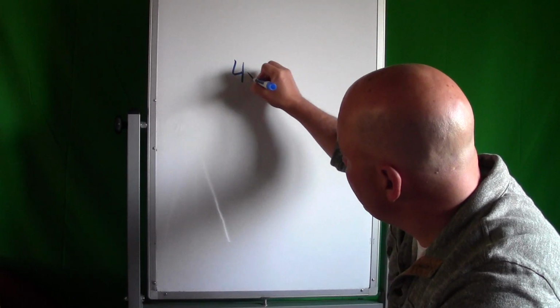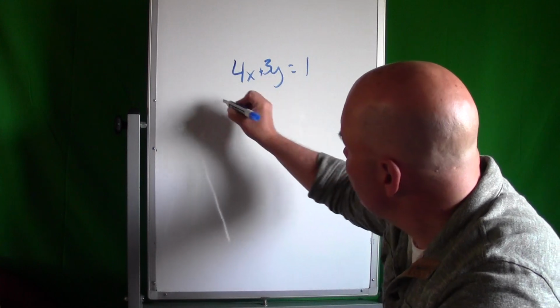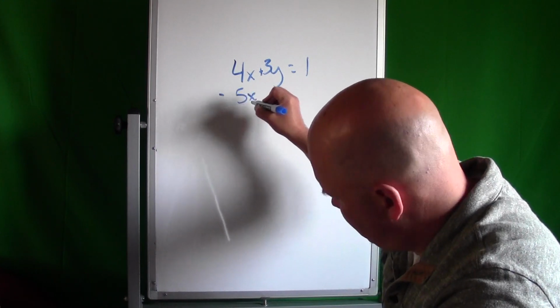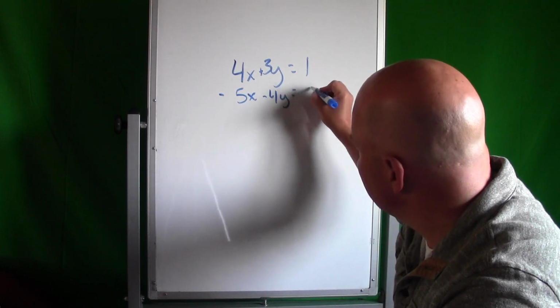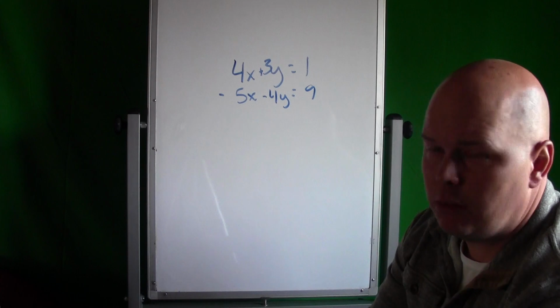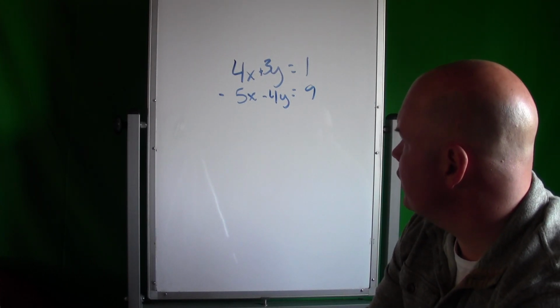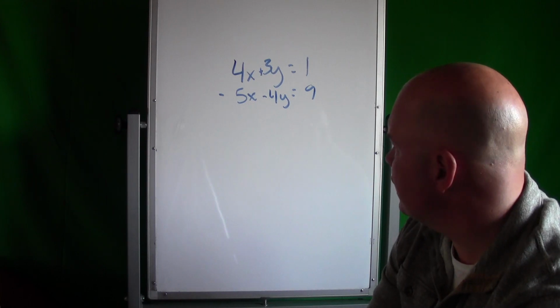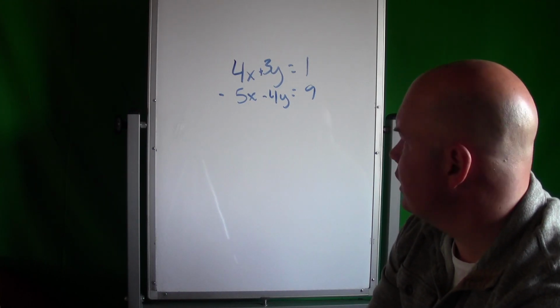So I have 4x plus 3y equals 1. And I have negative 5x minus 4y equals 9. Okay, so I have those equations. So I need to scale and eliminate. Again, when I look at them, 3 doesn't multiply to something easily to get to negative 4. And 4 doesn't multiply to anything easily to get to negative 5.